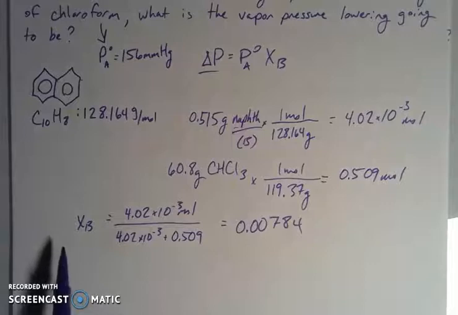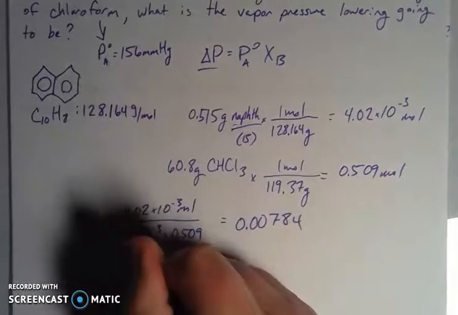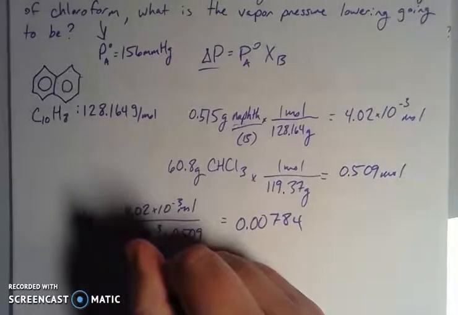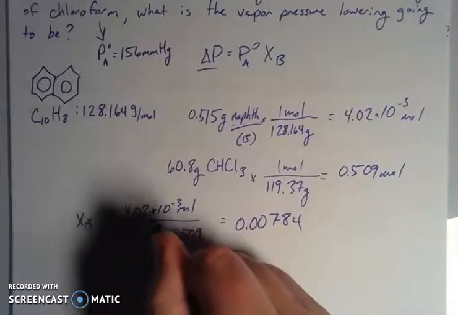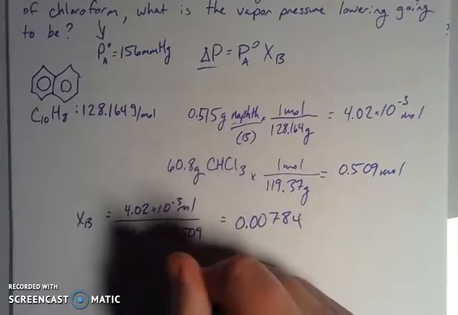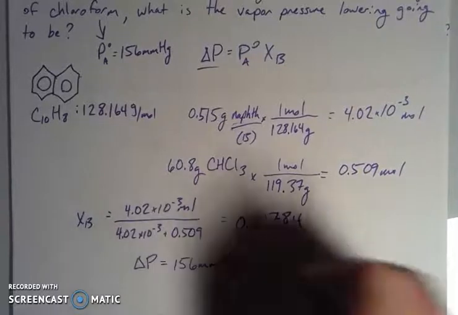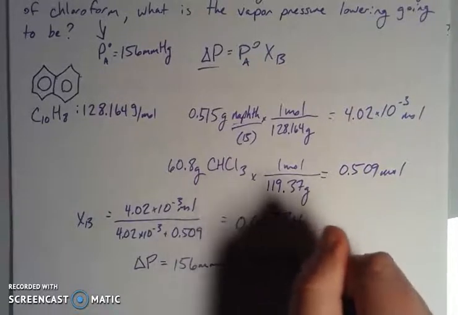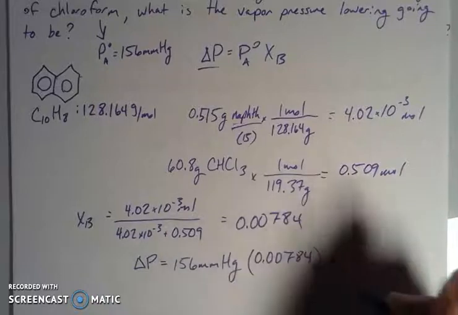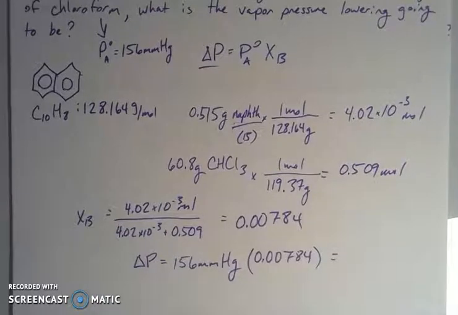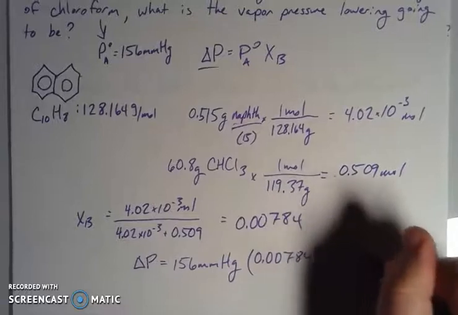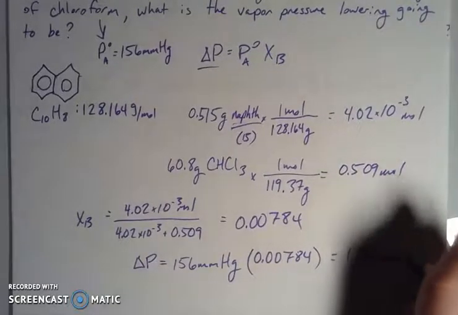So that's my XB. I have my vapor pressure for my pure solvent. So multiply those together. That's Raoult's law. And we end up with 1.22, and I'm in millimeters of mercury.